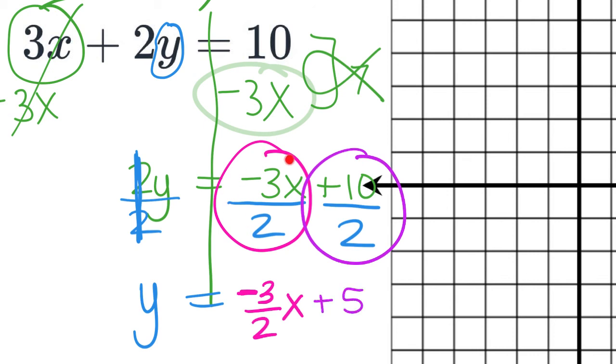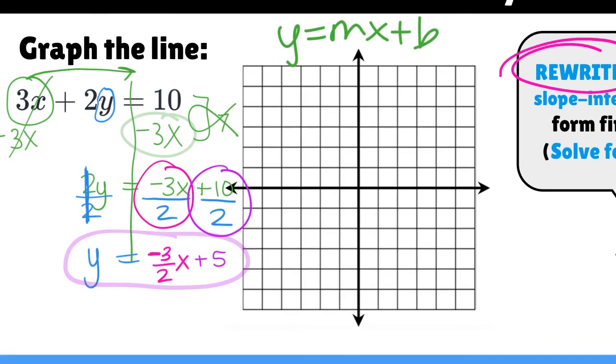You want to leave your slope as a fraction because we like slope to be a fraction, right? That's how we graph it. So you want it to be a fraction. Okay, now we can graph this. We're going to start at +5 because that's the y-intercept. The slope is -3 over 2, and it's negative, which means we're going to go down and over. So we're going to go down 3 over 2, and I'm going to put my next dot.